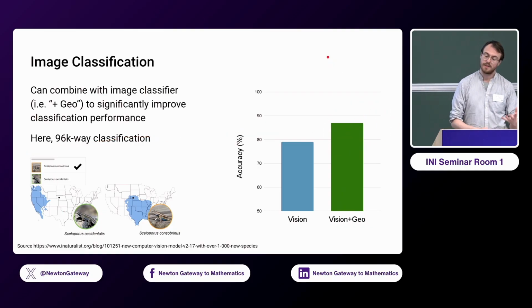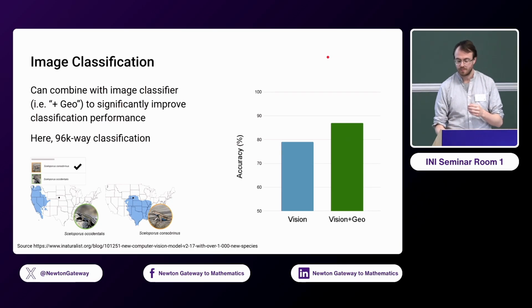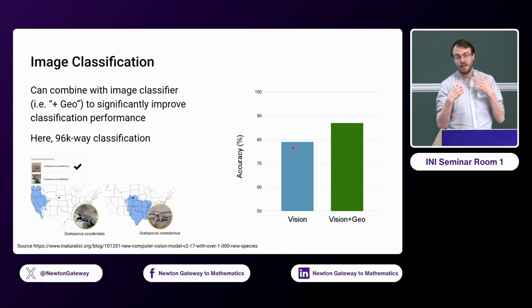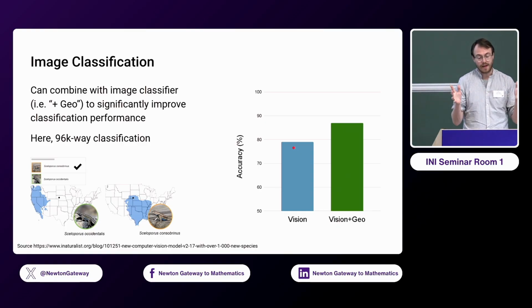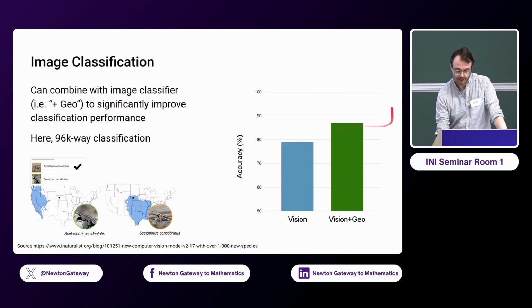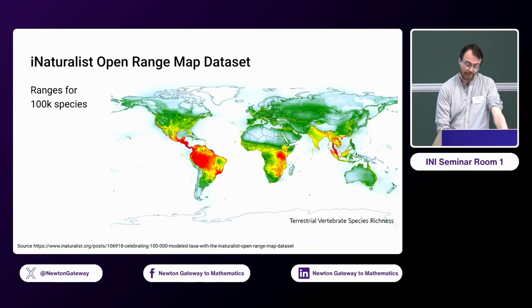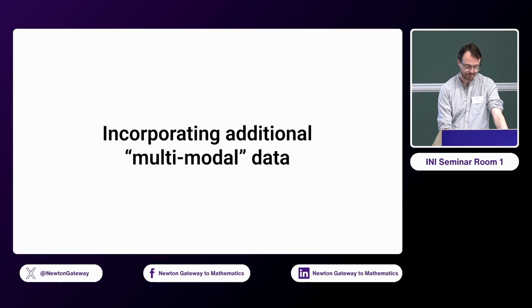And I think to put this in context, we often think about performance improvements in the order of percents or 0.5% in the context of computer vision, because here this is 100,000-way classification. So random chance is a very tiny number, but we're seeing nearly something like a 10% top-one improvement, which is combining the two different models. Yeah, and so you can do things like anomaly detection, find things that are outside of their ranges. And then recently, iNaturalist put out this open range map data set. So this is something I think we want to improve over time and make better.